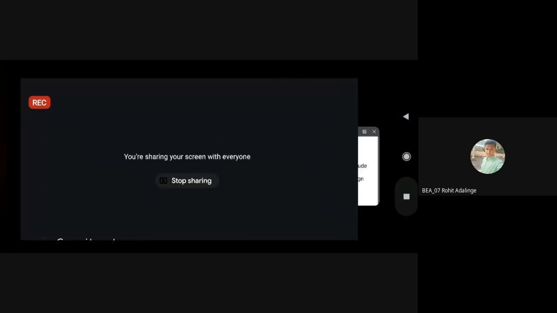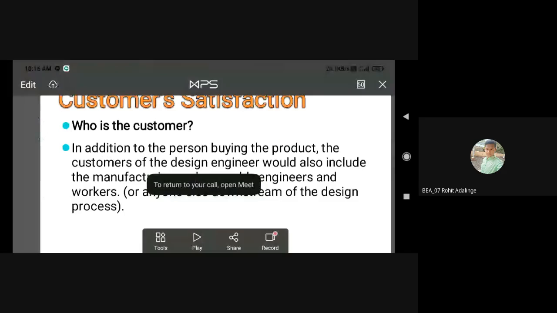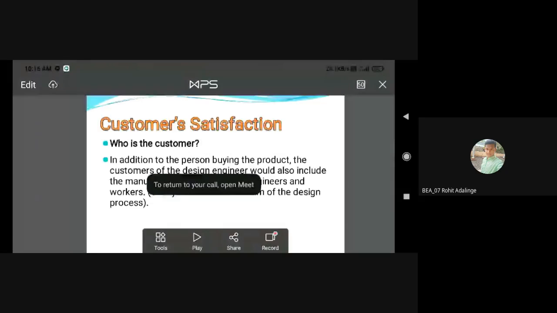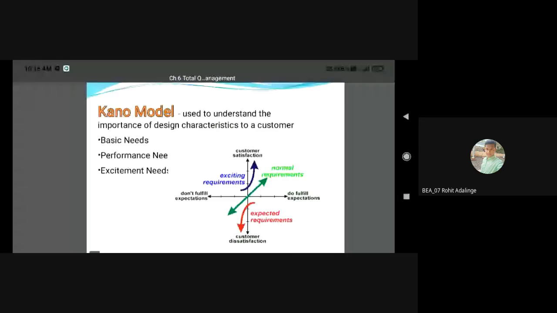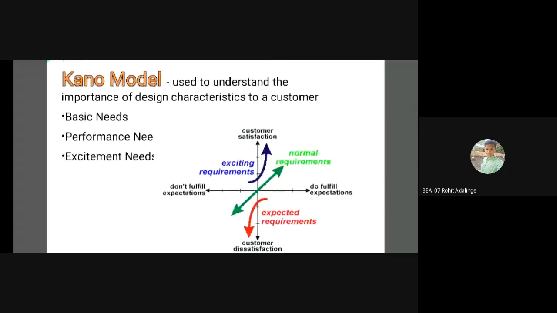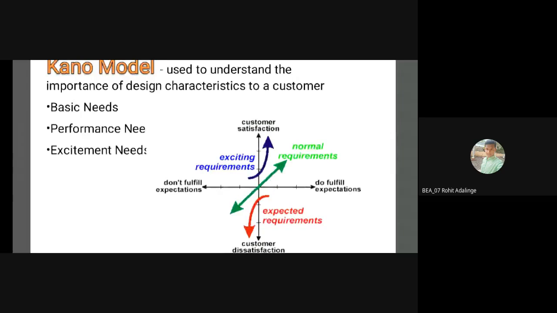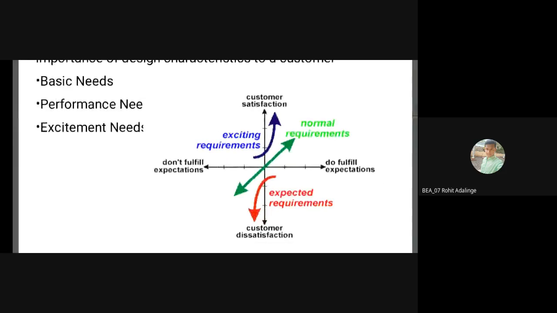So in addition to the person buying the product or service, this is nothing but the customer. Now the Kano model is used to understand the importance of design characteristics to a customer. This is the Kano model, which may definitely be asked in examination: basic needs, performance needs and excitement needs. Here the Kano model shows customer satisfaction against do not fulfill the expectation and do fulfill the expectation.